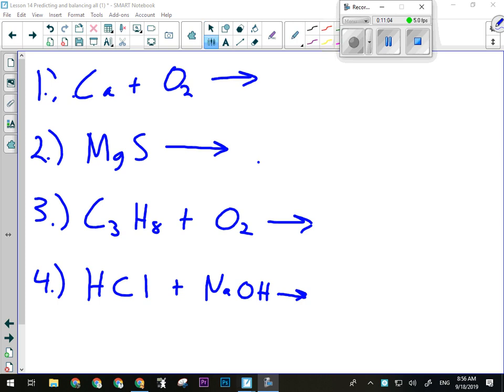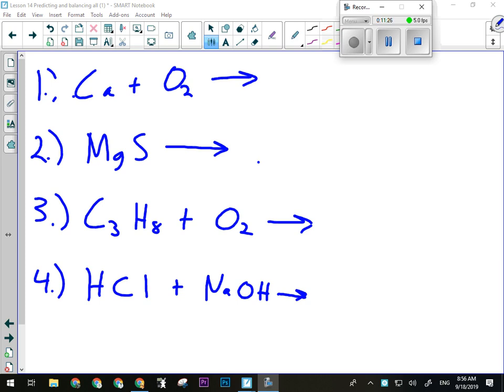The first step in predicting the products of a chemical reaction is to write out the reactants. That part's already done. But you could have gotten this in word form, which would have said like calcium plus oxygen, and you would have had to write Ca plus O, and remember that oxygen comes as an O2. Those are the things you have to remember. Okay, that's the first step.